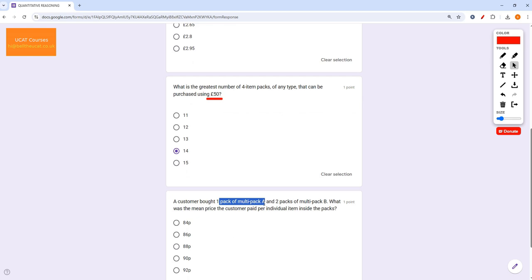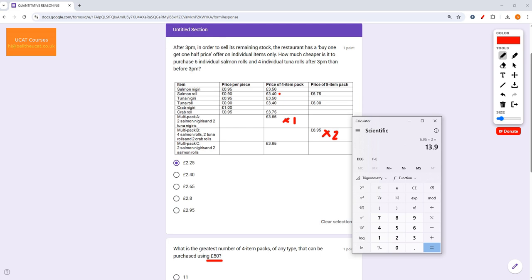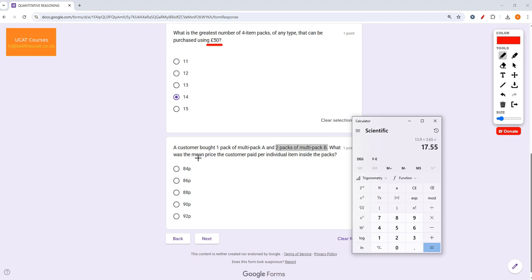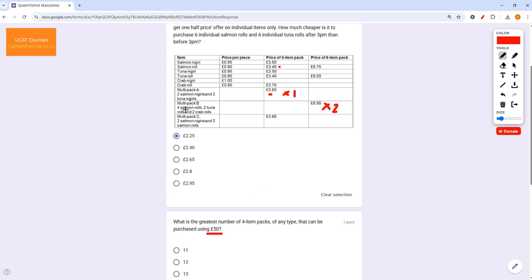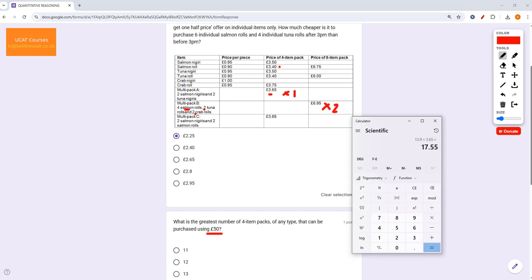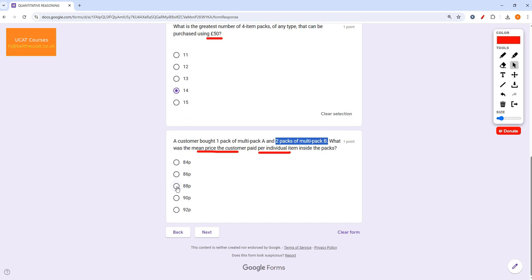A customer bought one pack of multi-pack A and 2 multi-pack Bs. There are 2 of the 6.95, so 6.95 times 2 is 13.9, plus 1 of 3.65, gives 17.55. So what does he want? He's asking what the mean price is per individual item. How many items in one multi-pack B? 4 plus 2 plus 2, 8. There are 2 of them, so 16, plus 2 plus 2, 4, is 20. So 17.55 is the total price paid. I will divide that by 20, which gives 0.877, so 0.88 or 88 pence. That's the answer.